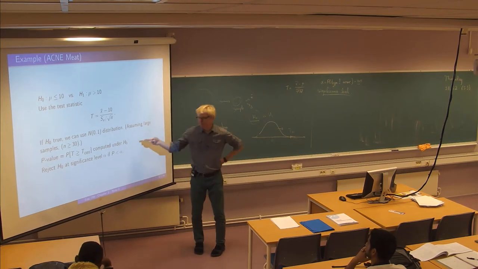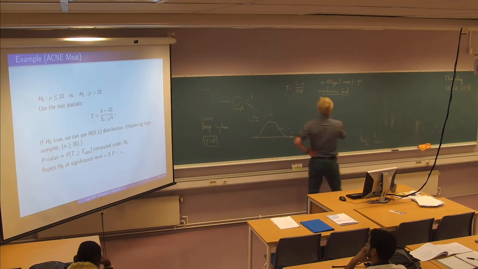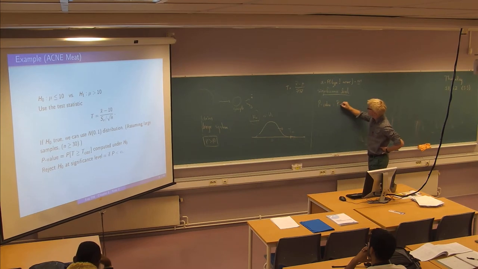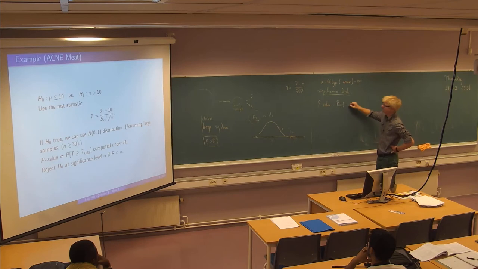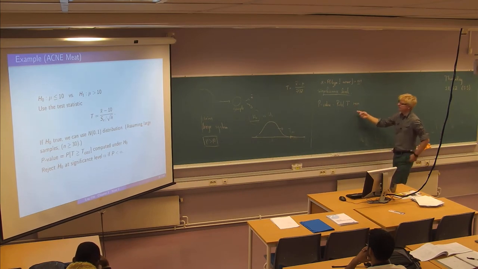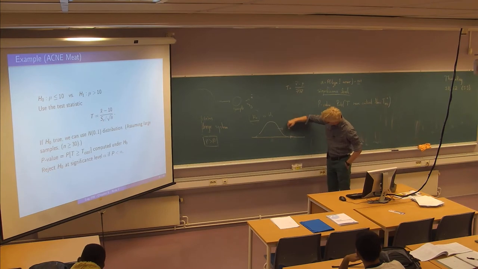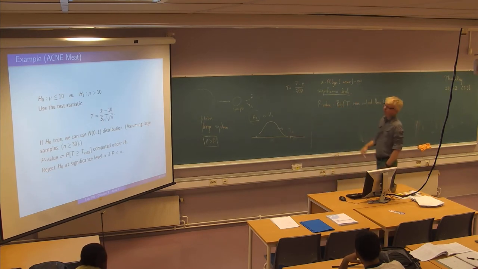And the p-value, as you remember, is always the probability of, say, if the name of the test statistic is t, the probability of having t more critical than what we actually observed. So for the meat example, more critical means simply higher up here, more to the right.